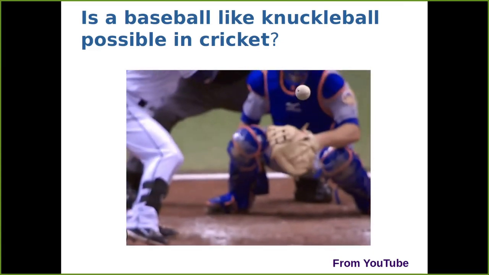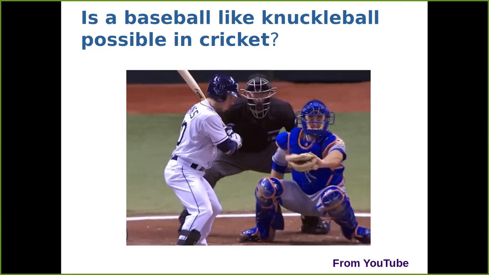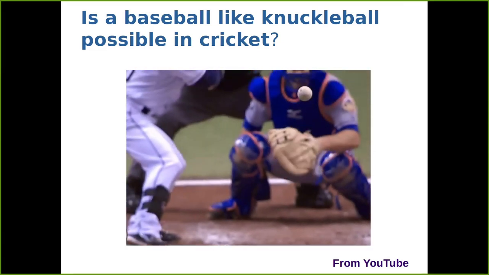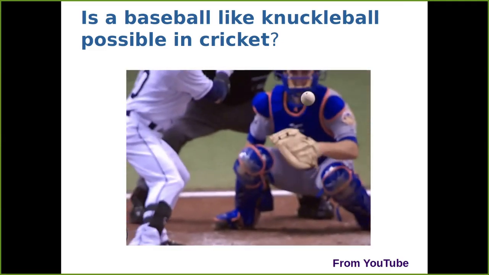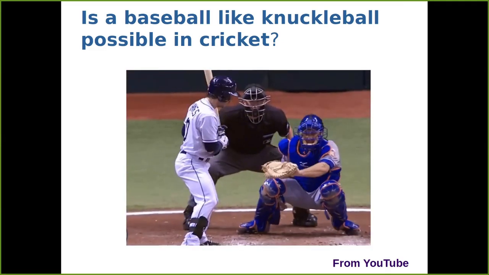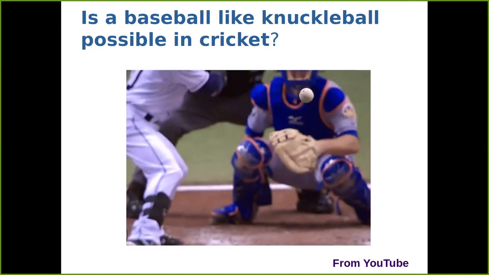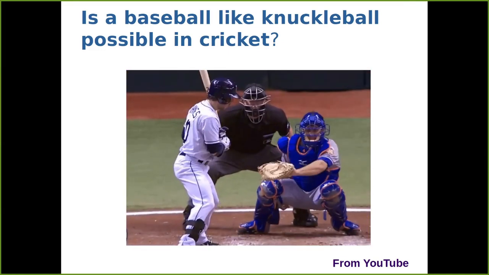You can see the expressions of the batter. He has no clue what is happening. Okay. So this ball is moving side to side. It's a baseball and a zigzag motion. Okay. The batter has no clue what is going on. It's called a knuckle ball.